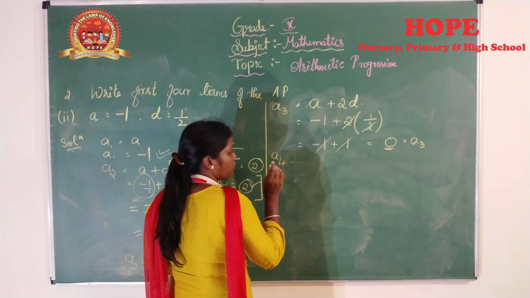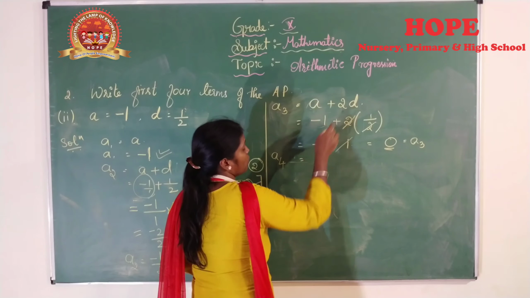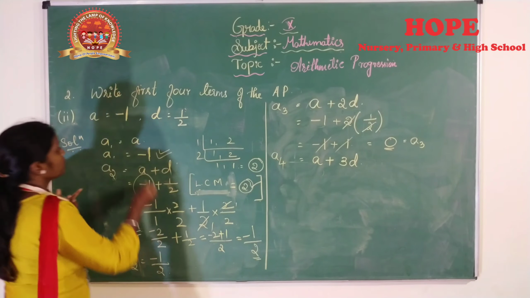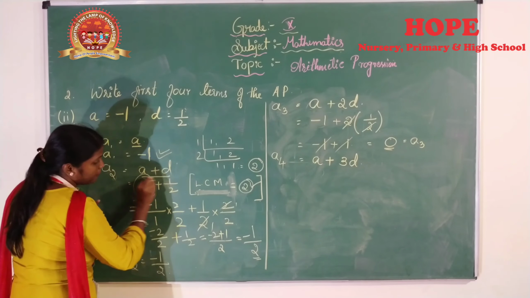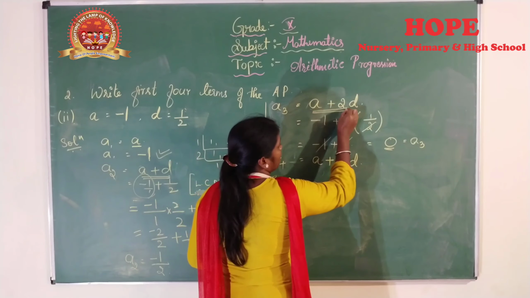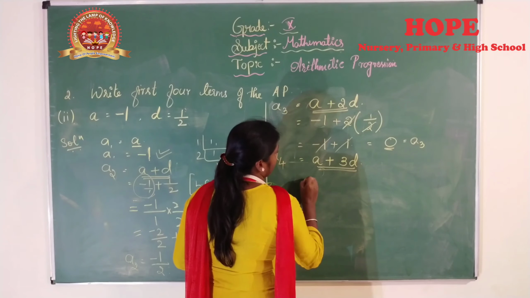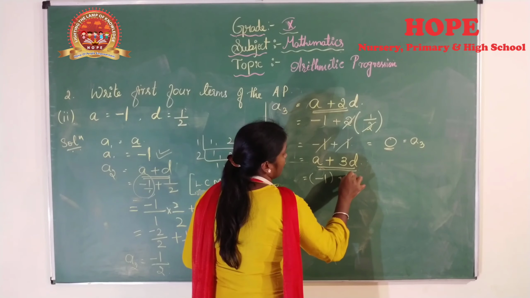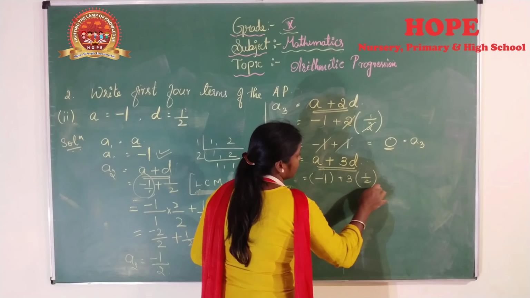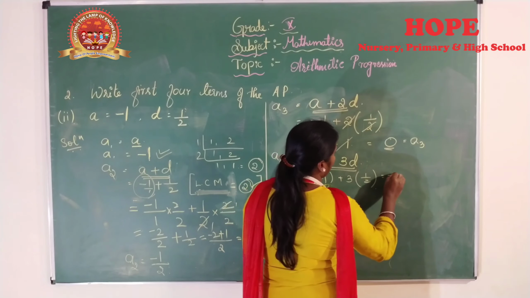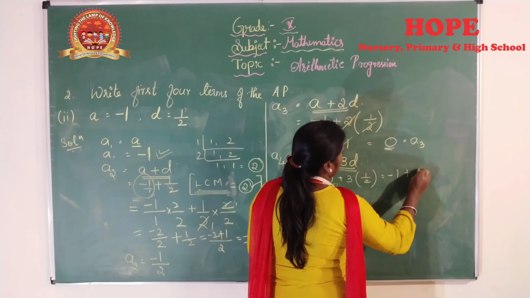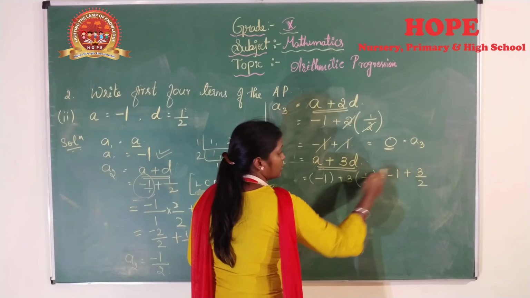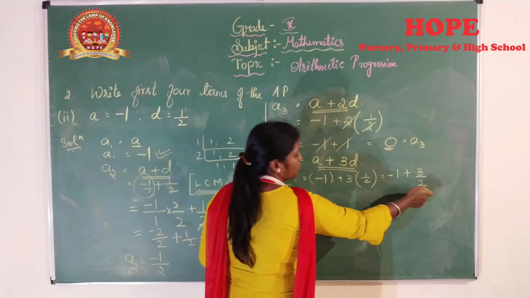Now finally we have to find out the fourth term. For A4, the general form will be A plus 3 into D. You can see here, this is the general form. A plus D, A plus 2D, A plus 3D. This is very important. So if we substitute the value A as minus 1 and in the place of D 1 by 2, this will be equal to what? Minus 1 plus 3 by 2. Right? Minus 1 as it is, plus as it is. 3 into 1 is 3 and my 2 as it is.